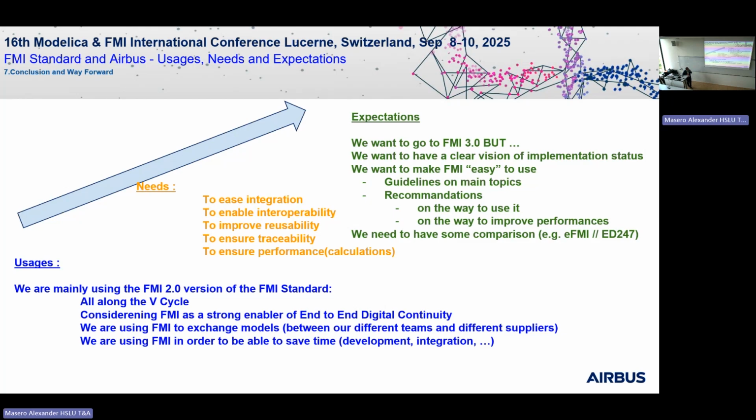So our expectations, we want to go to FMI 3.0. FMI 3.0 promises a lot of very interesting features for us. But the thing is that its implementation is not so clear, and it's not full enough. So we need to have a clear view on what part of FMI 3.0 has been implemented already. We want to make FMI easy, so to have guidelines on main topics, recommendations, etc.